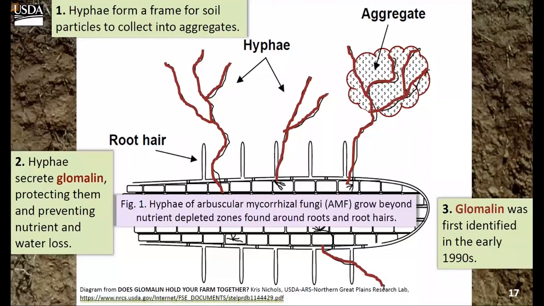But as they're producing that, it gets sloughed off into the soil and ends up coating all of these soil aggregates. And this, when I was talking about soil health principles and management, isn't new. Glomalin was first identified in the early 1990s. A lot of the science and technology we have to be able to study this is very new.